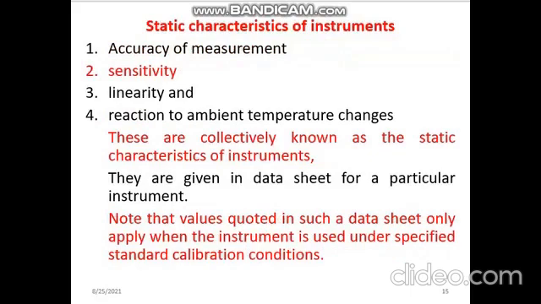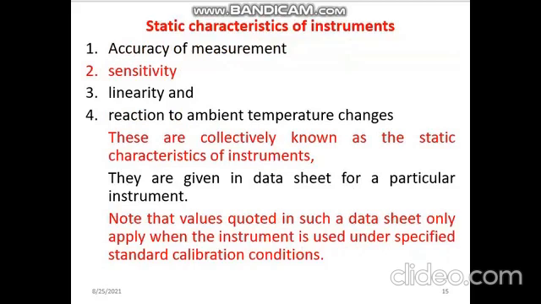Now we come back to the static characteristics of a measurement instrument. Whenever you say something is static, it means its value does not change with time. It is independent of changing time. These parameters include accuracy, sensitivity, linearity, and reaction to ambient temperature. All these are called static because they are independent of time.